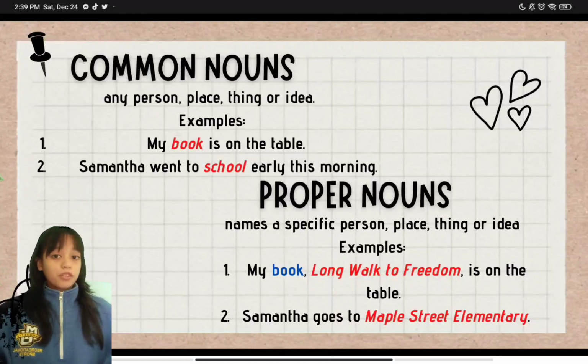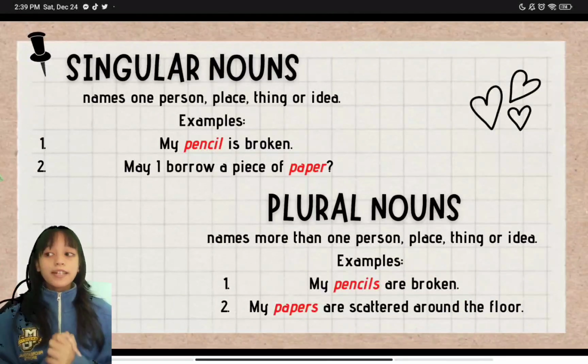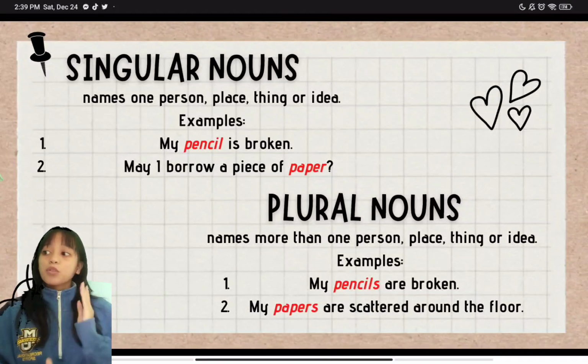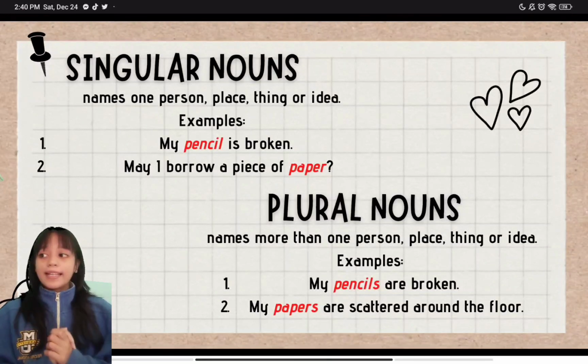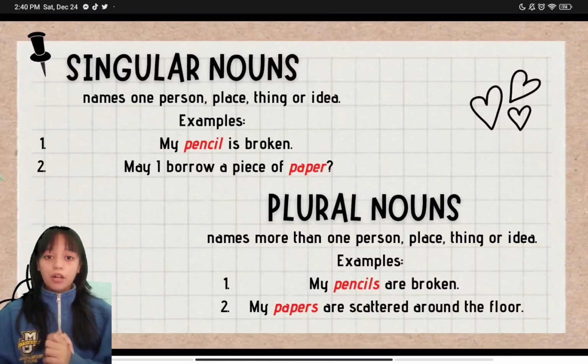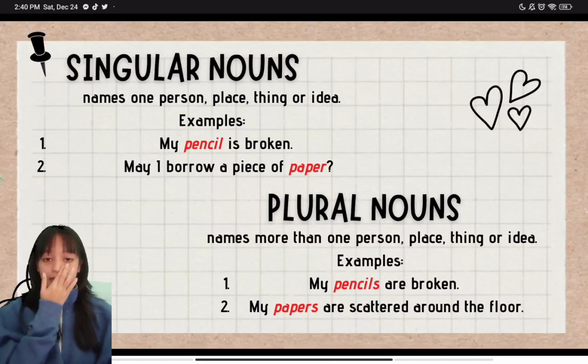So moving on to another type of noun, we have singular nouns and plural nouns. Singular nouns name one person, place, thing, or idea. From the word singular, it's only one. So it's only a single noun. An example is, my pencil is broken. Where is the singular noun? Anyone? Yes, it's the pencil. Why pencil? Because it's only one. There's only one pencil, so that is the singular noun.